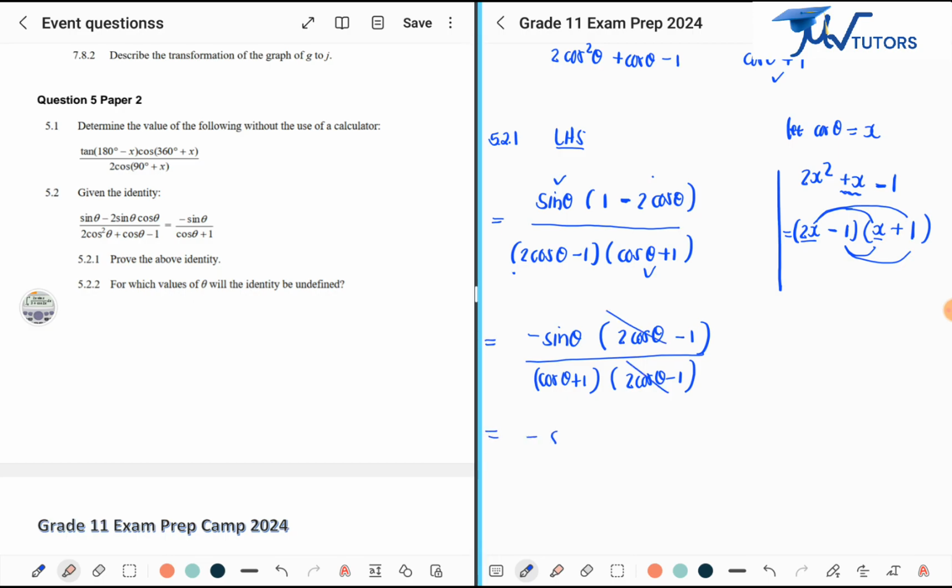So ultimately I have negative sine theta all over cos theta plus 1. And that is basically equal to the right hand side. And we are done with this identity. Aren't you happy? Okay, cool.